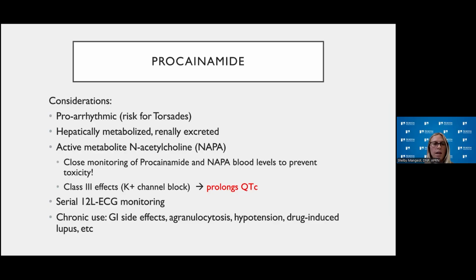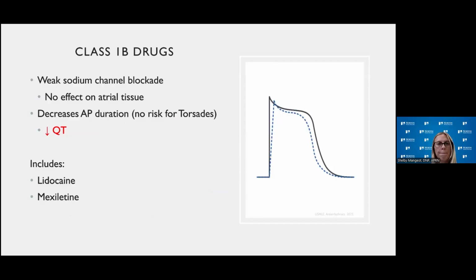The active metabolite of procainamide is N-acetylprocainamide, which is NAPA, and you need to closely monitor procainamide and NAPA blood levels to prevent toxicity. Because of those class 3 effects, which are the potassium channel blockade, it can prolong that QTc and put the patient at risk for torsades. So usually when we start procainamide, we always do baseline and serial ECG monitoring. And then the last thing to know is with chronic use, you can have significant side effects such as GI side effects, agranulocytosis, hypotension, and drug-induced lupus.